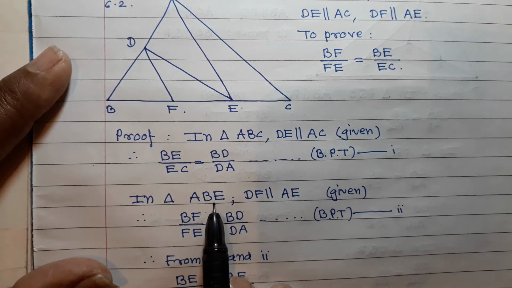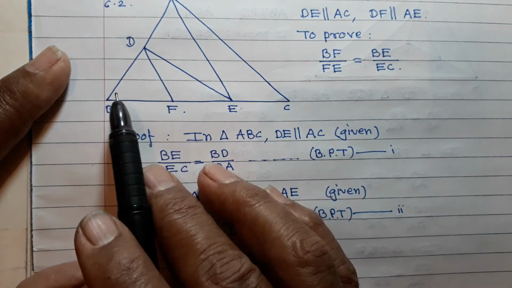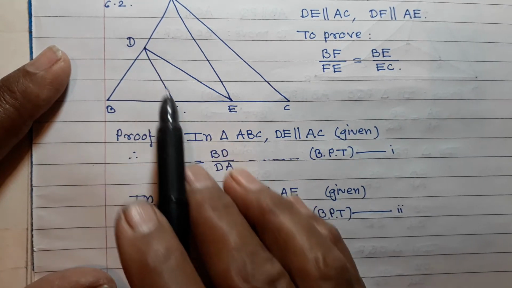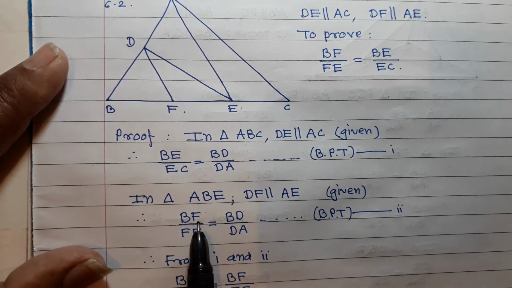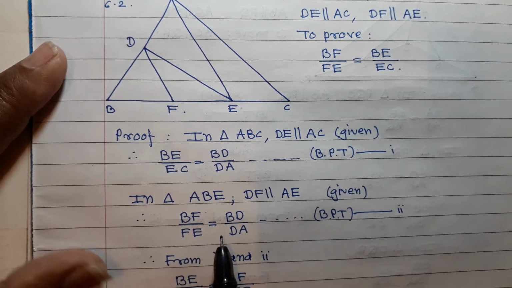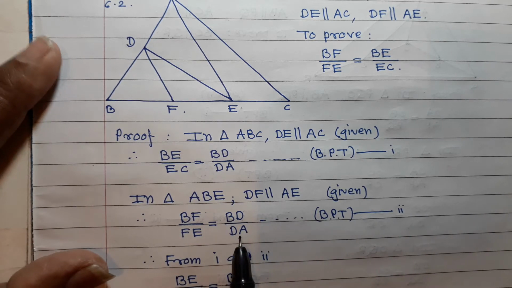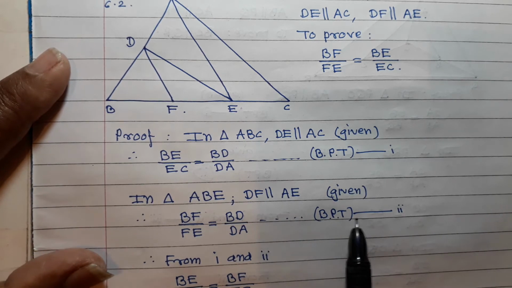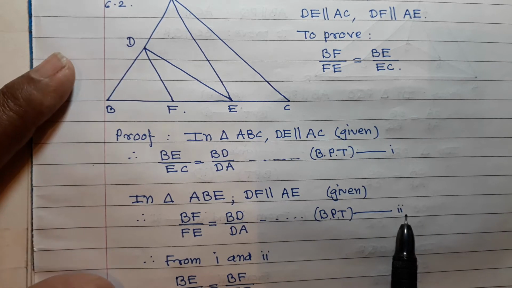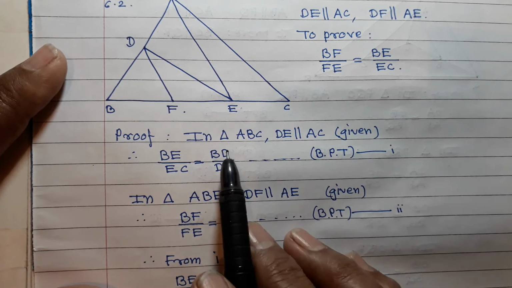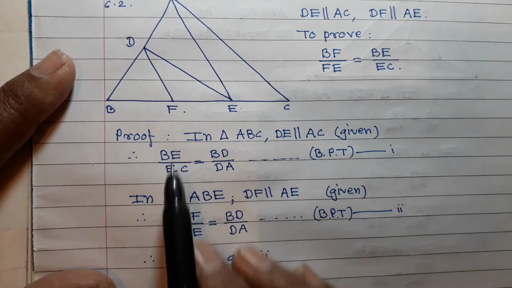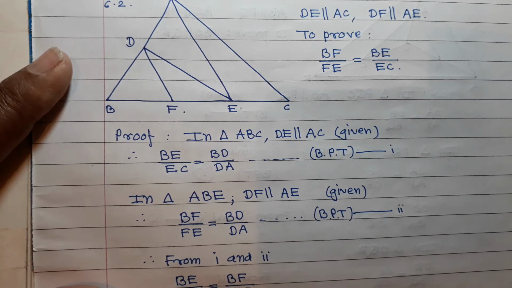In triangle ABE, this DF is parallel to AE, given, and therefore BF upon FE is equal to BD upon DA, by BPT theorem, and this is equation number 2. And from equation number 1 and 2, this side and this side are equal, and therefore BE upon EC is equal to BF upon FE. Okay.